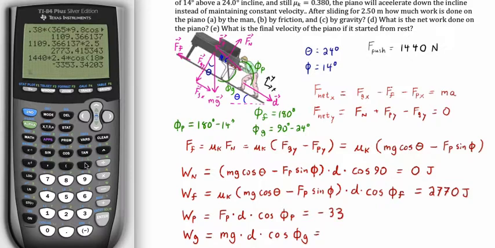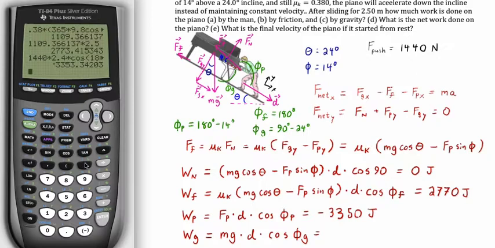All right, so we got 3,350 joules. That's the negative work done by pushing, because most of it is opposite the direction of displacement. Only a small part of it is perpendicular, and thus creating no work, zero work.